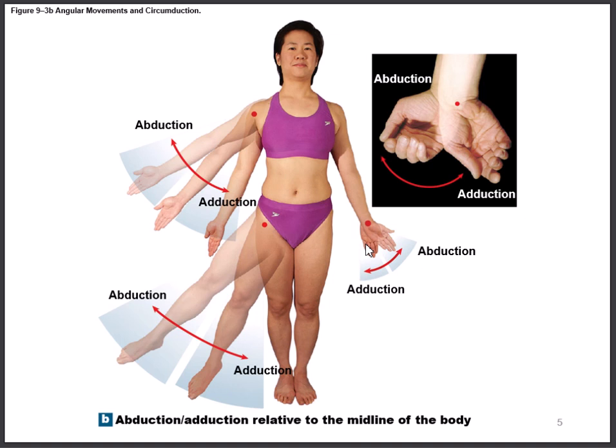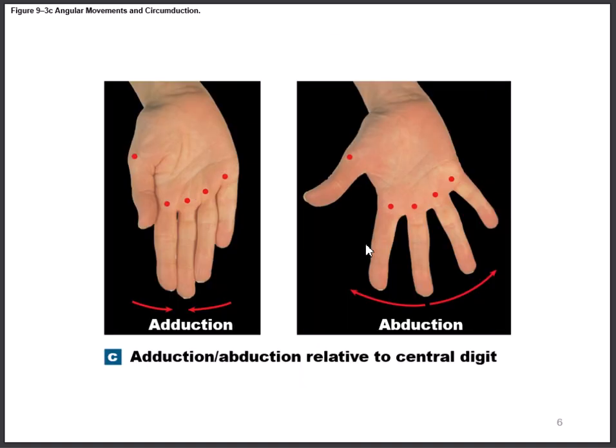All right, so that's abduction and adduction. Here's the fingers, same thing. We're spreading the fingers apart, kind of from the midline here. They're moving apart. That would be abduction. And then when we bring the fingers back towards the midline, the middle finger kind of being the midline, that would be adduction.